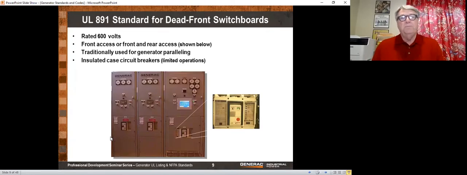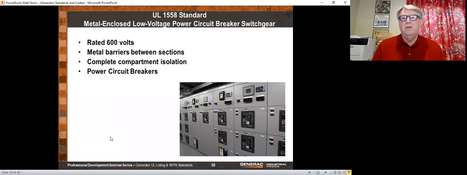Here's your dead front switchboards. A dead front switchboard is UL 891. And if you buy this from a credible manufacturer, you'll have a hard time finding a switchboard like that is not UL. These are the metal enclosed low voltage power circuit breaker switchgear.